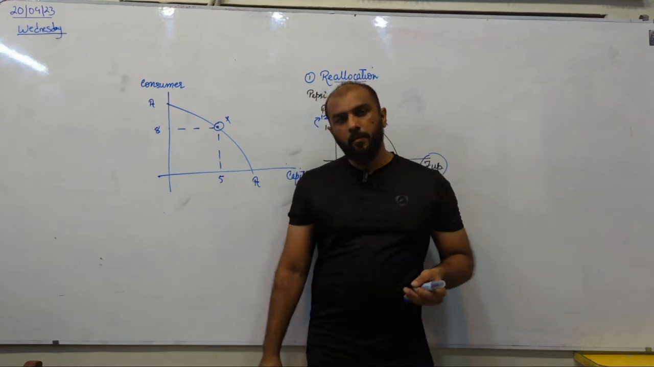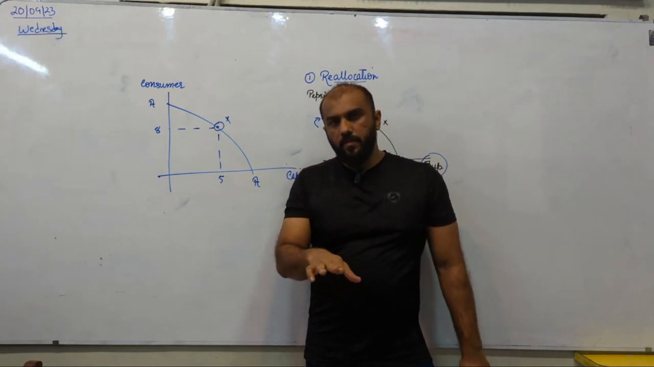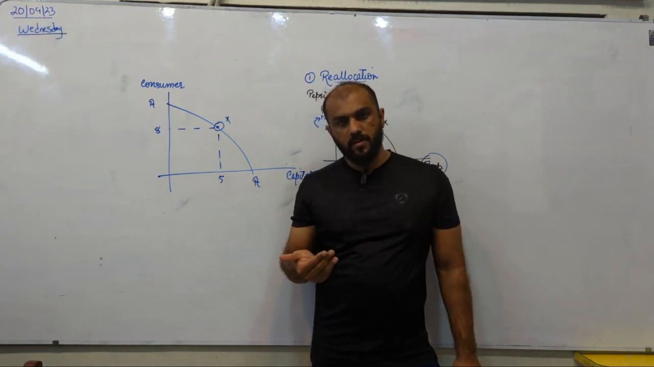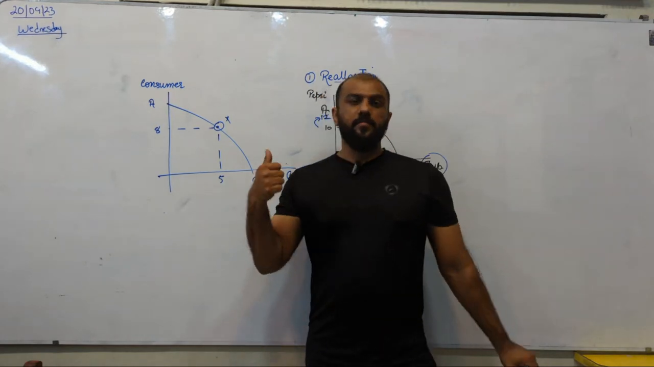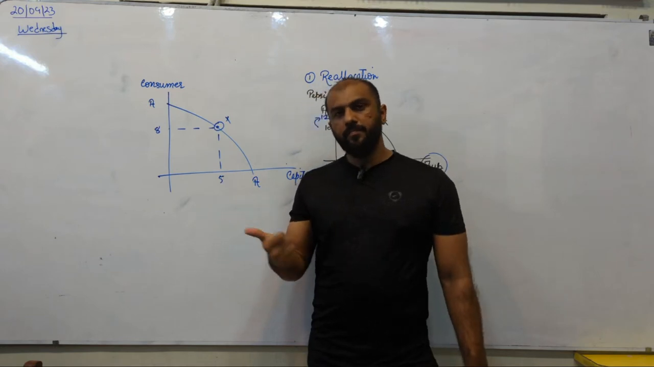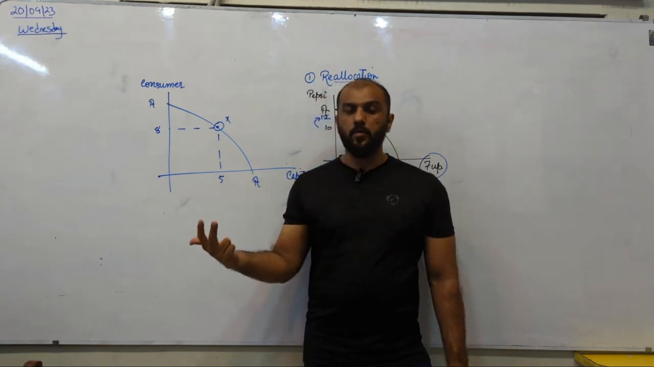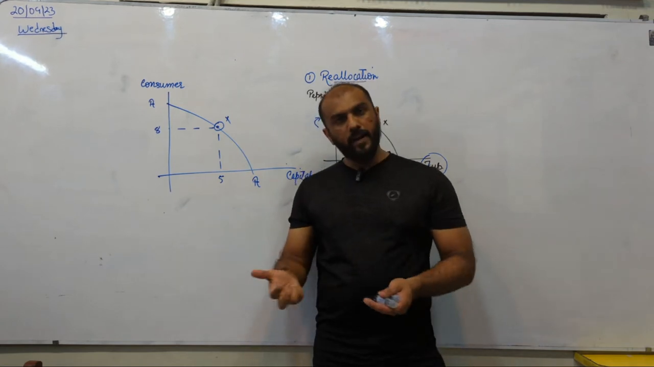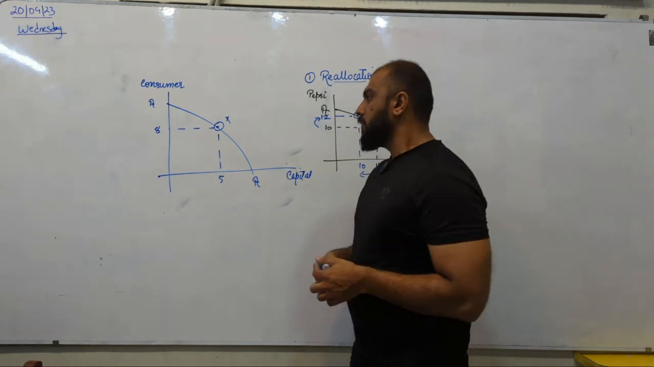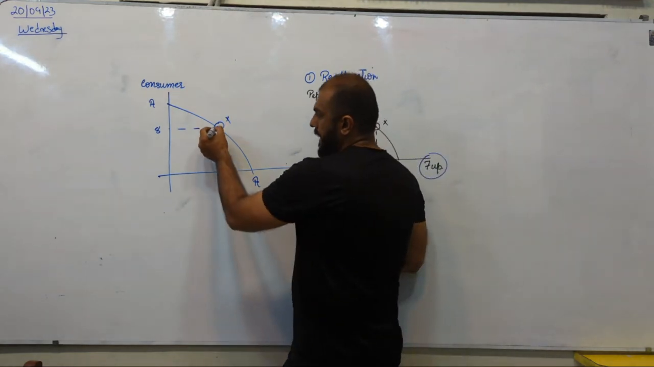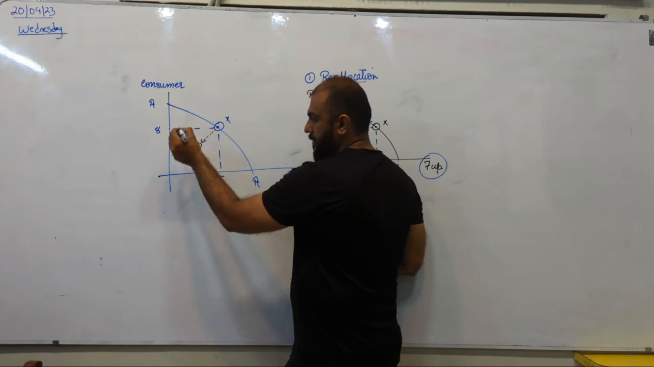Now, if there is unemployment, in this case, unemployment does not only refer to labor, but all the factors of production. So if the question is stating that there is unemployment, it could mean that we have land, but we are not using it. It could mean that we have labor, but we are not using it. It could mean we have capital, but we are not using it. And it could mean we have entrepreneurs that are not doing business. So if there is unemployment, it can be shown as a point inside the PPC.